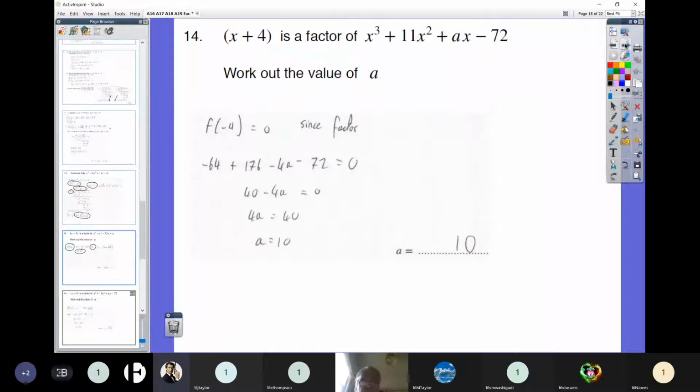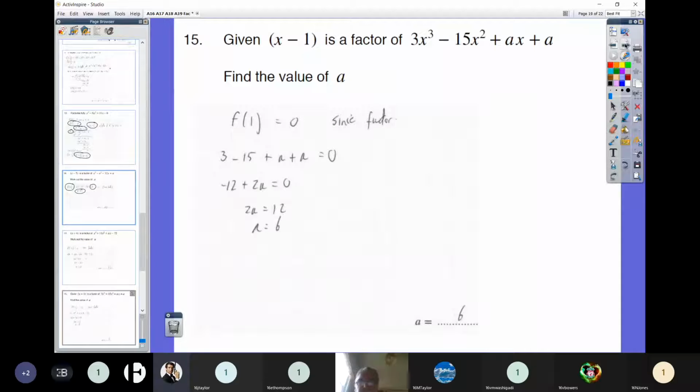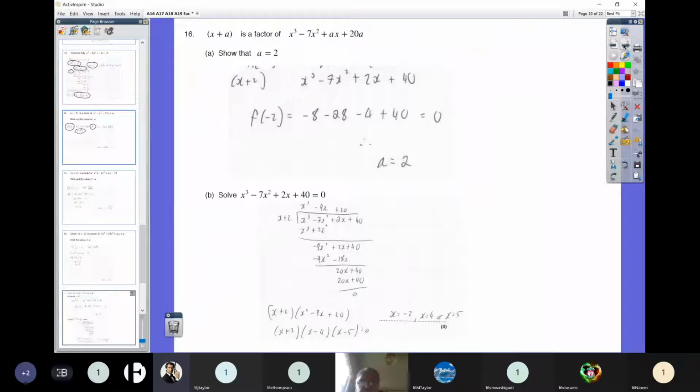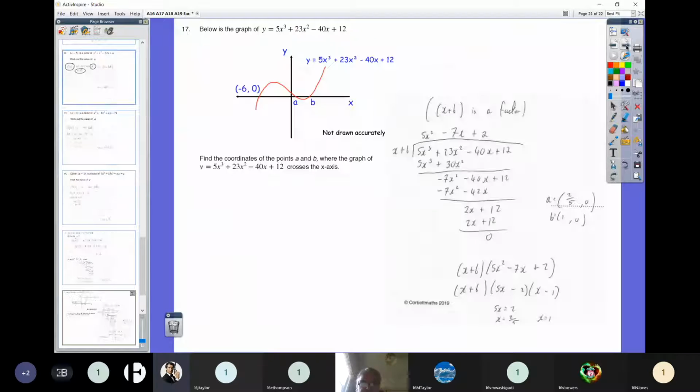More of the same for 14, 15 and 16. But part B is obviously more algebraic division. 17, you were just using the fact that minus 6 was a solution to know that x plus 6 had to be a factor. So that really was just one additional little bit there.